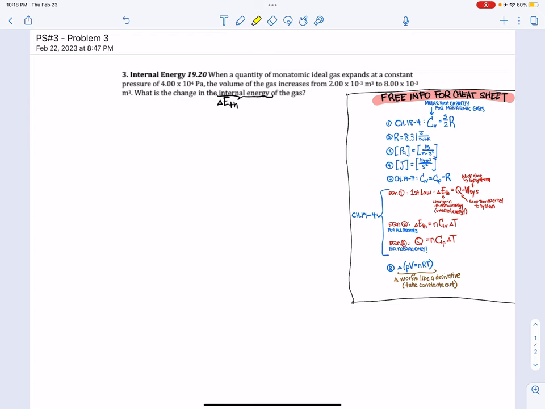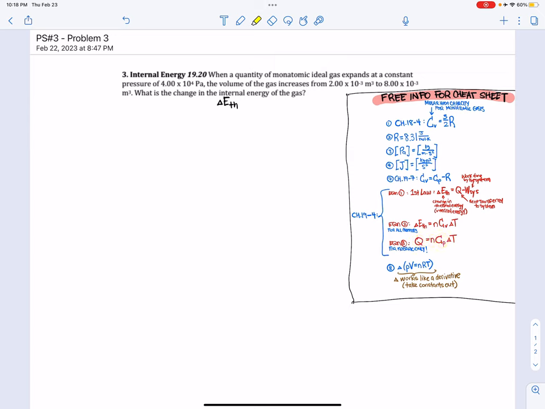Now, this third equation, you can only use for an isobaric process, when the process has a constant pressure, like our problem here. It says that the heat transferred to the system, Q, is equal to the number of moles times capital C subscript P, which is the molar heat capacity for constant pressure, multiplied by delta T, which is the change in temperature, right?